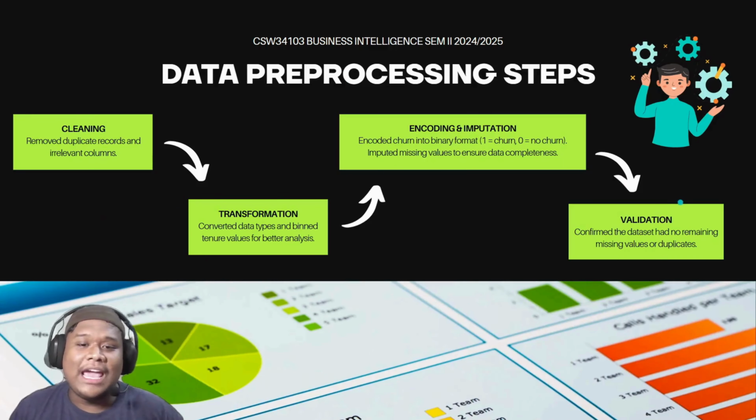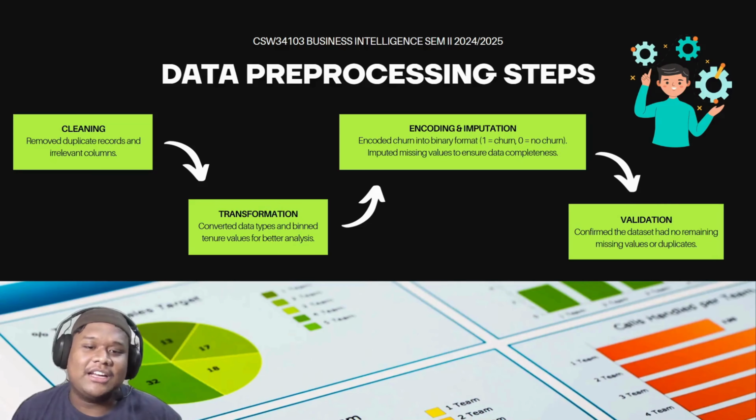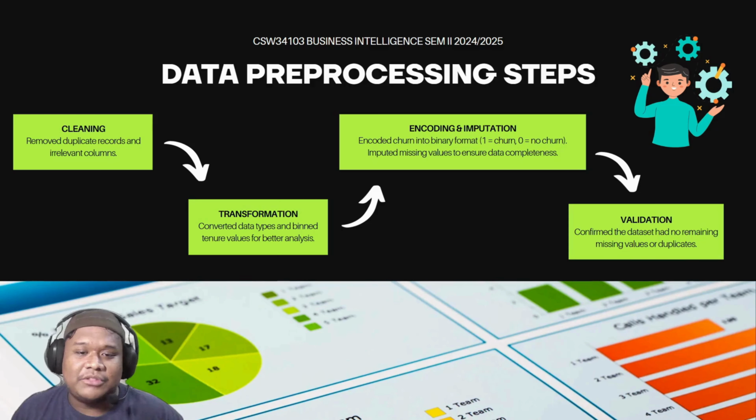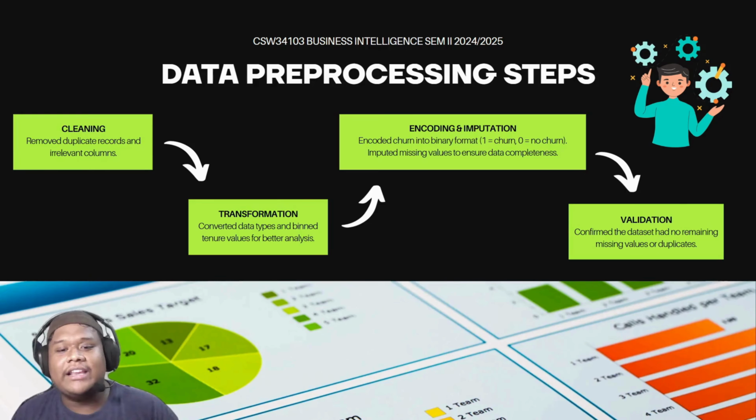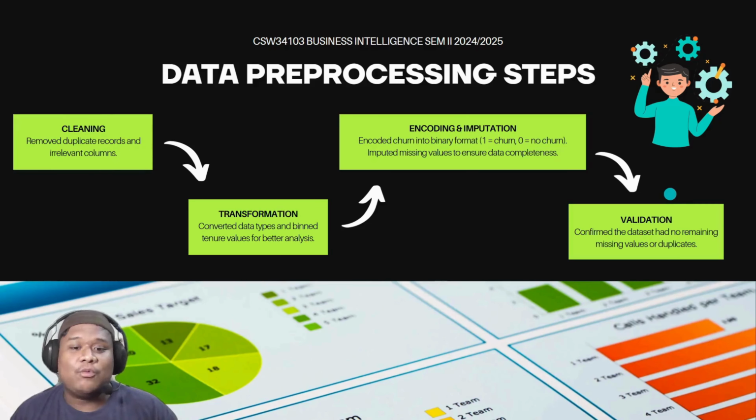Before modeling, we had to prepare the data. Our pre-processing steps included: the first one, cleaning. We removed the duplicates and irrelevant columns. The second one is transformation. Data types were adjusted and tenure was binned for clearer analysis. Then, encoding and imputation. We encoded the target variable and other categorical data and handled the missing values. The last one is validation. We confirmed that there were no remaining missing values or duplicates after pre-processing. This ensured our dataset was clean, consistent, and ready for model training.